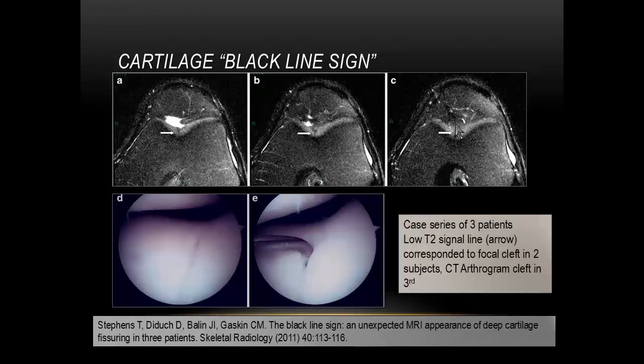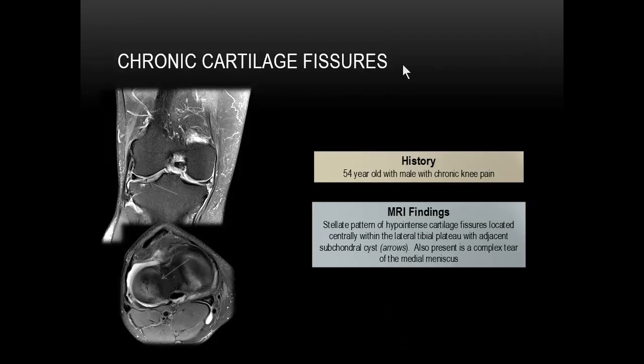I know in the equine orthopedic literature, they see this all the time in thoroughbred racehorses and call it normal. We see it in humans, we call it abnormal. Whether it's normal or abnormal really is not the question. It's what is the significance of this finding in the clinical context of that individual patient. And oftentimes, we don't see significant progression of this particular black line sign into a larger chondral lesion.